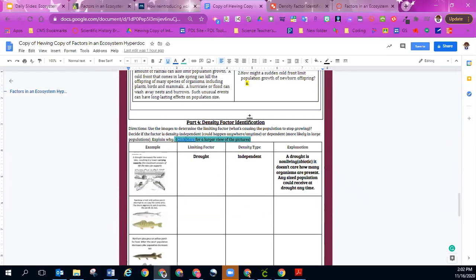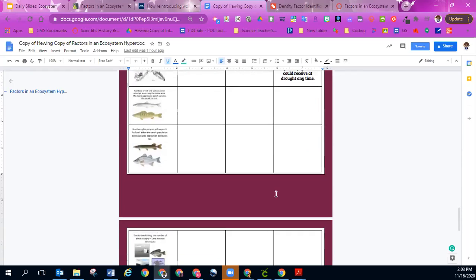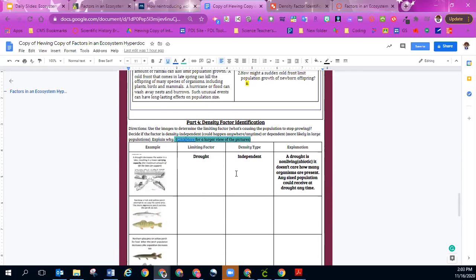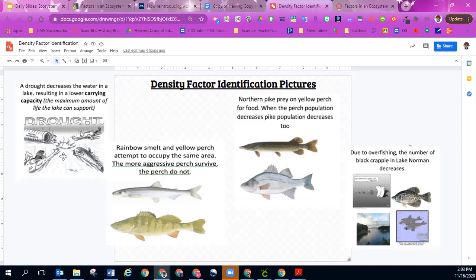The last thing that we're going to do is look at the different density factors, and you are going to identify if it is an independent or a dependent density type. What is the limiting factor, and then explain it. You do have 3 examples you're going to do. I did the first one for you, so that way you can see what it is doing, and you can have an example. My first block, we noticed that these pictures are kind of small and it's kind of hard to read the scenarios. So if you click here, it will open this Google drawing for you where the pictures are blown up, so you can read the scenarios, to make it a little bit easier.